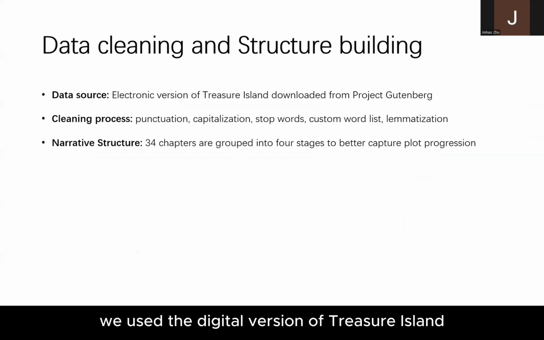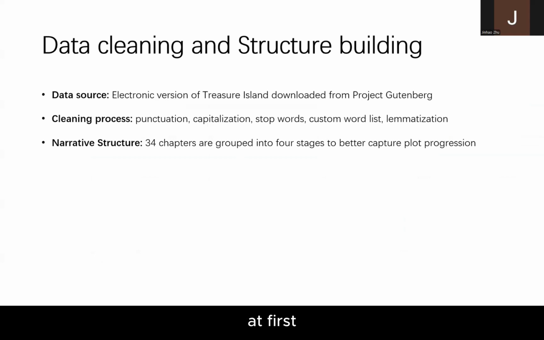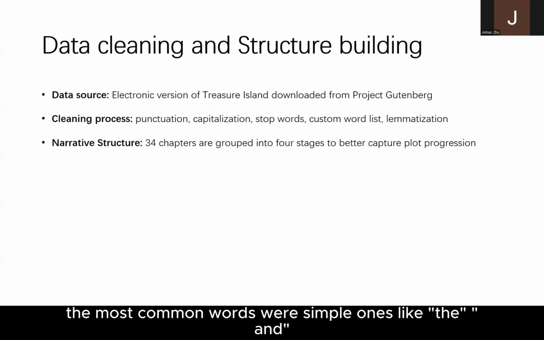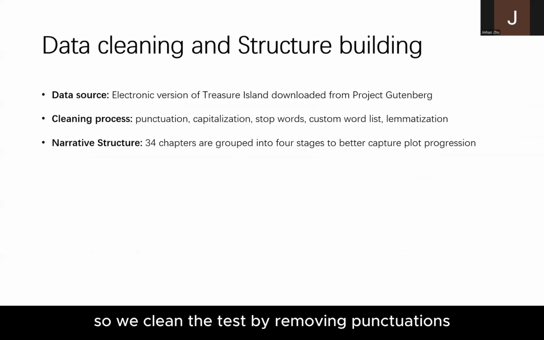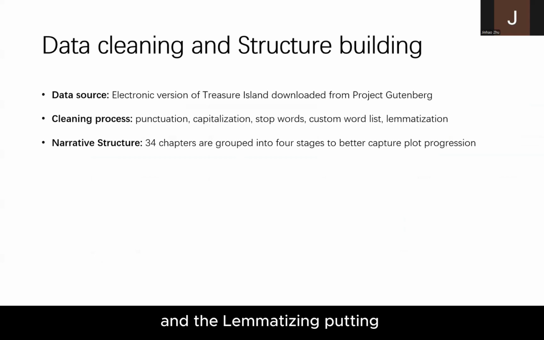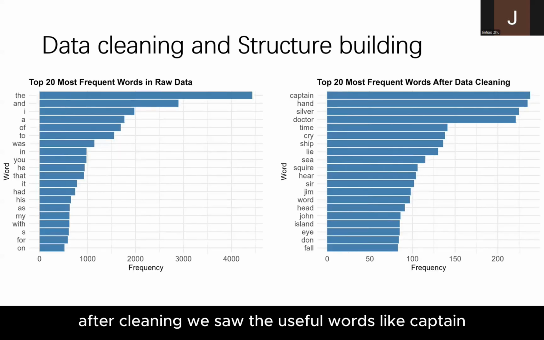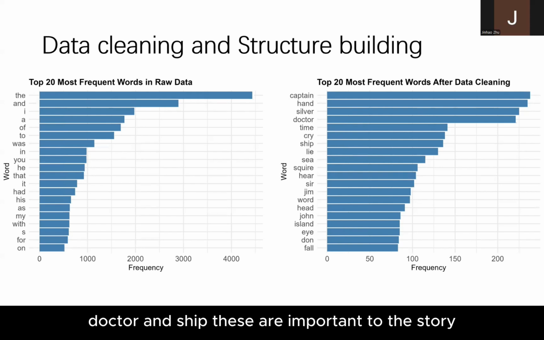We used the digital version of Treasure Island. At first, the most common words were simple ones like the and I, and they are not helpful. So we cleaned the text by removing punctuation and stop words, and using a list to remove these useless words. And lemmatization means putting the words into basic forms. After cleaning, we saw useful words like captain, hand, silver, doctor, and ship. These are important to the story.